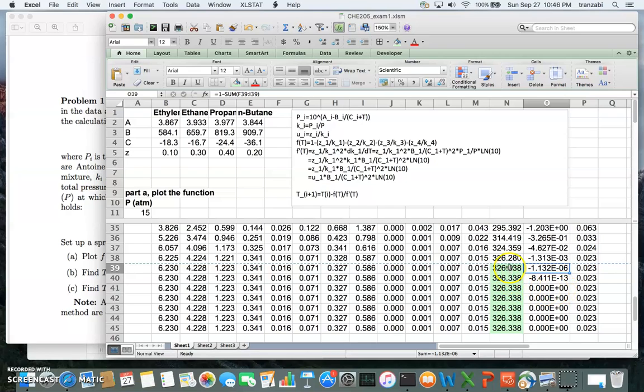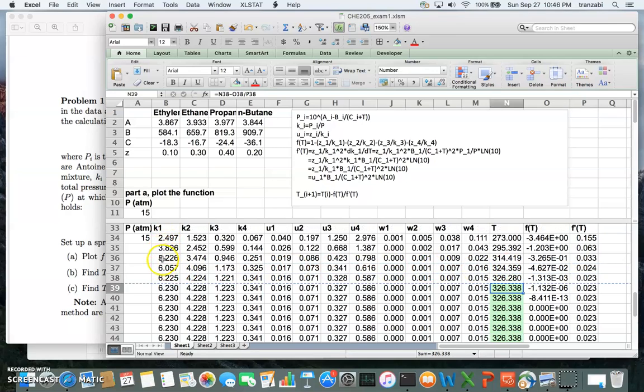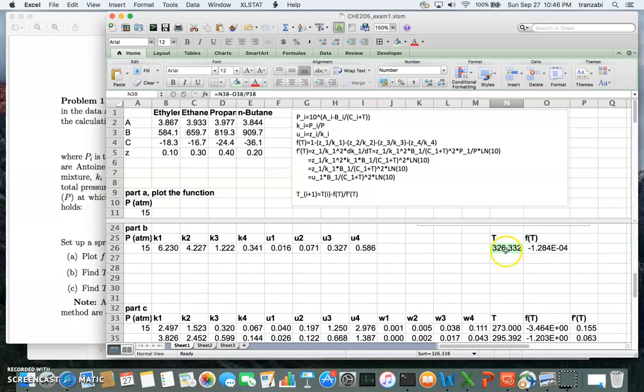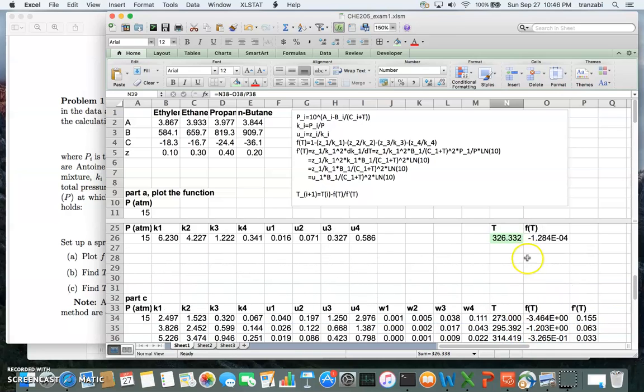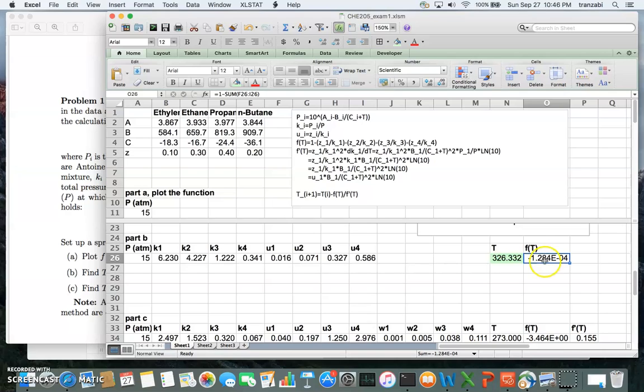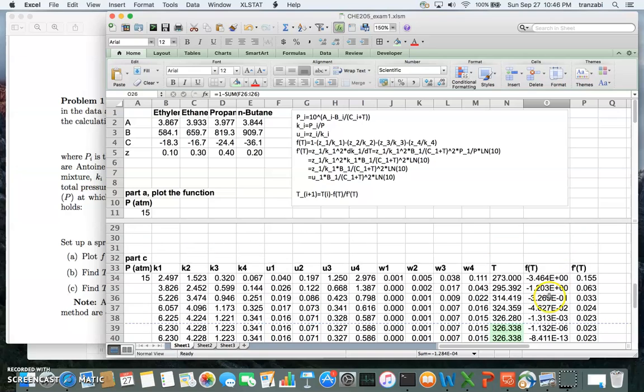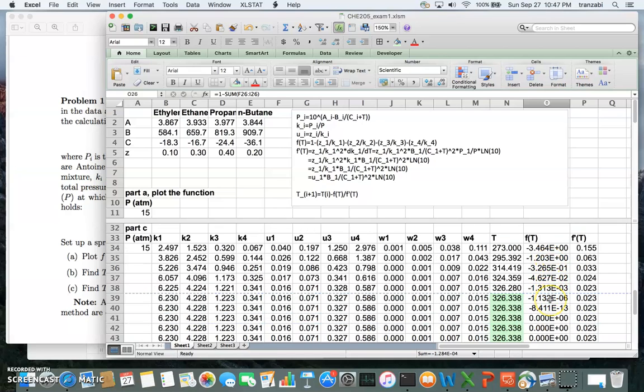Okay, and you see that the root is almost fixed after, I believe, 6 steps or 7 steps. So that's going to be the root and it matches our part B solution, which is 326.33 up to 2 decimal digits. Okay, the third decimal digit is different because Goal Seek actually stops at the error of 10 to the minus 4, but Newton's method can even go further down.